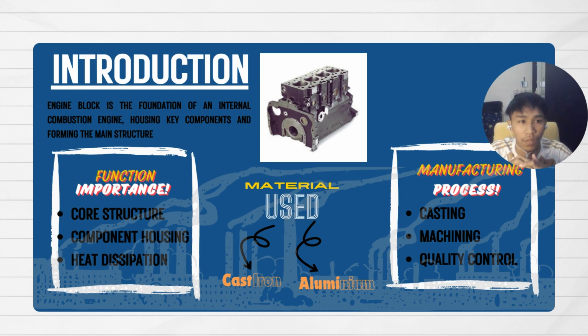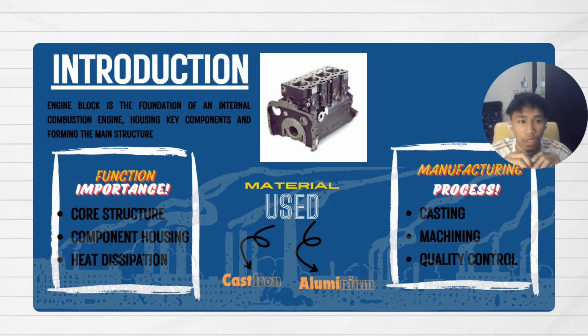So the next one is component housing. So it houses various engine components such as the crankshaft, camshaft, and sometimes the oil pump. So it also contains spaces for coolant and oil, which are essential for engine cooling and lubrication.